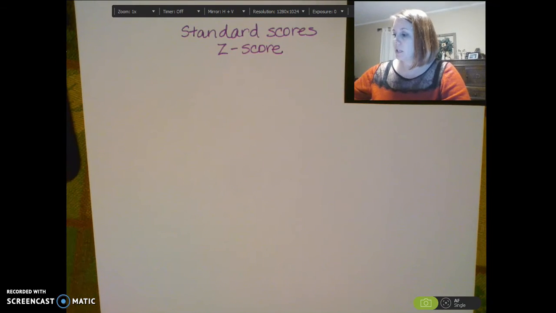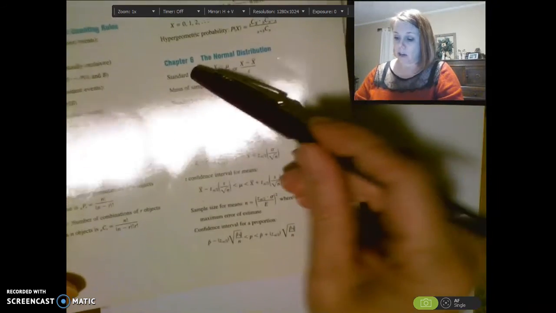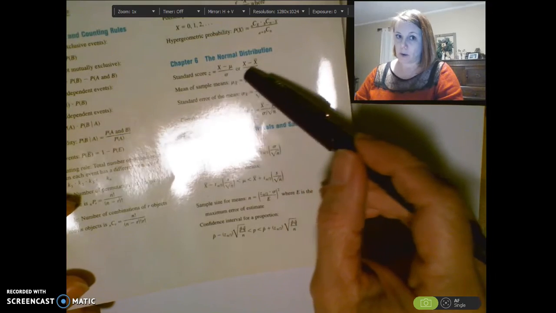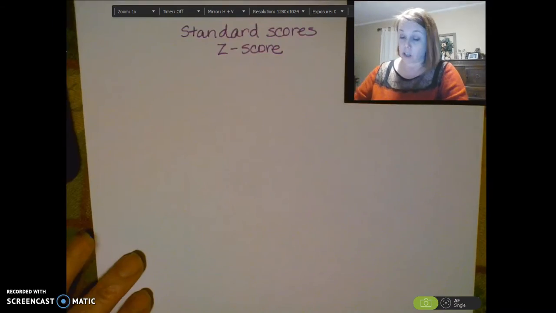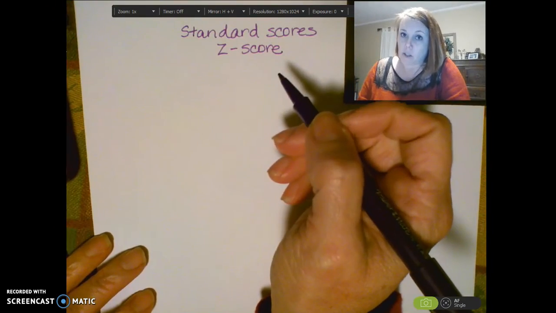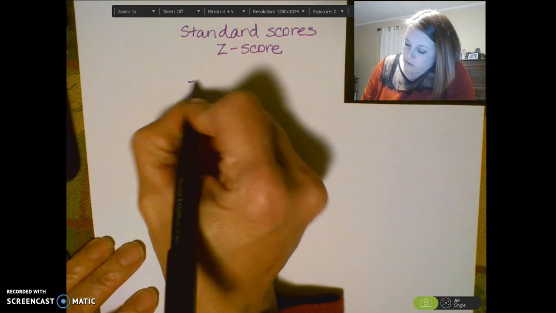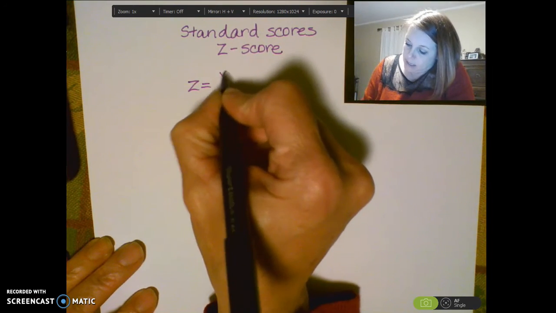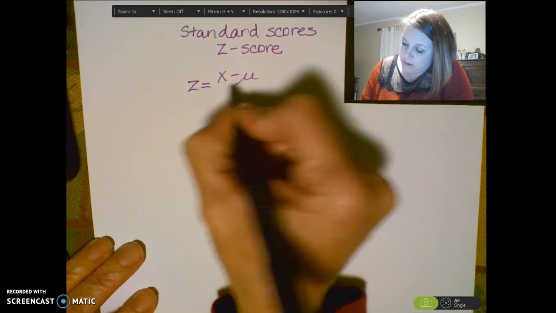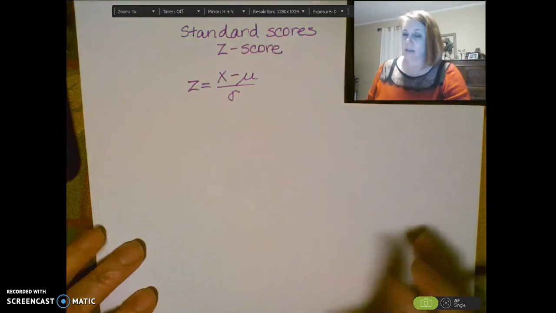Now in terms of your z-score formula, you may recall this, you may not, but if you don't, it's on your formula sheet here under Chapter 6, Standard Score. So you've got that crutch if you need it, but you'll use it enough times in this chapter you won't need it. So z equals x, some value, minus the mean, divided by the standard deviation.